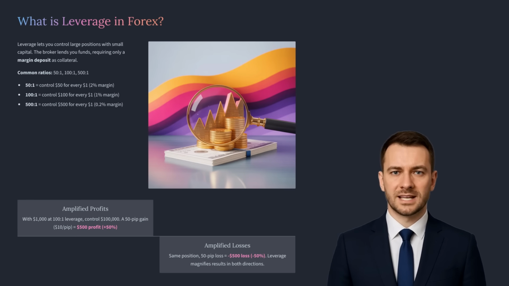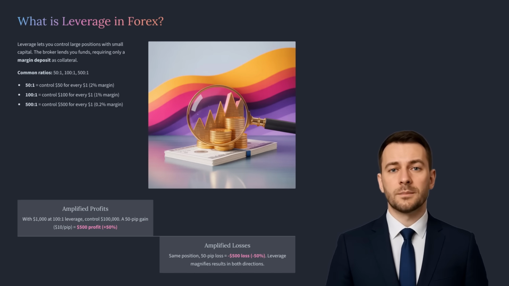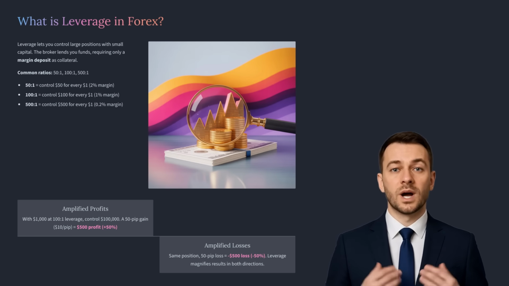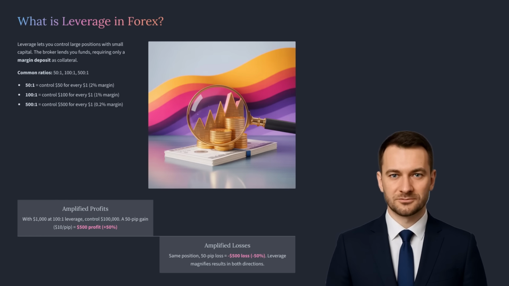Moving on to leverage, a concept that makes Forex trading accessible but can be a double-edged sword. Leverage allows traders to control a large position with a relatively small amount of capital. In essence, the broker lends you funds to increase your trading power, requiring only a deposit margin from you as collateral. Leverage is expressed as a ratio, like 50:1, 100:1, 500:1, etc.